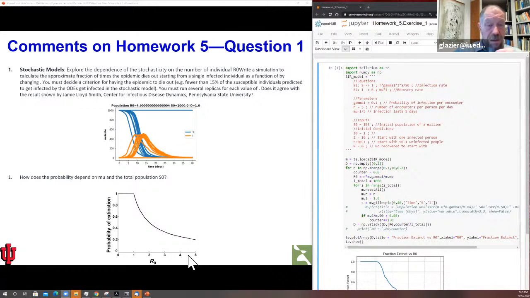So this is basically the justification for these track and trace approaches. And I asked people to calculate how the probability of extinction depends on mu and the total population S naught, but first R naught. And I don't think anybody did this.